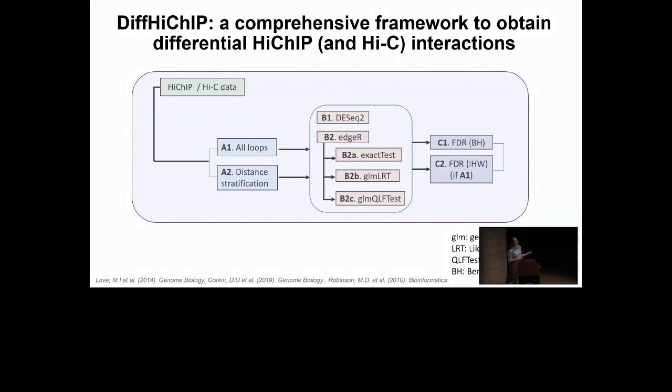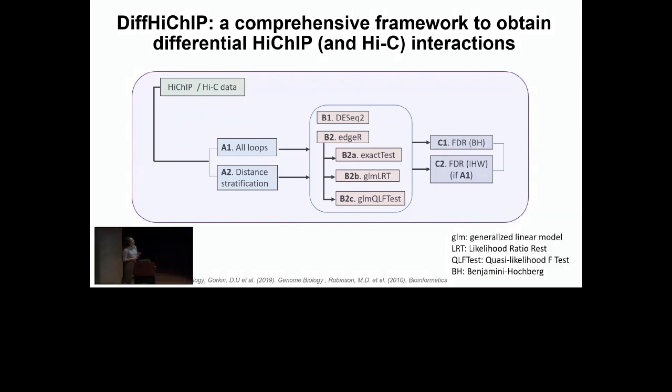This is our general framework for DiffHiChIP. We implement DESeq2 and edgeR using the exact test and the generalized linear models with LRT and QLF test. We can take as an input all the loops or the distance stratified loops, and then correct the FDRs using the Benjamini-Hochberg, that is the conventional correction, or the IHW.